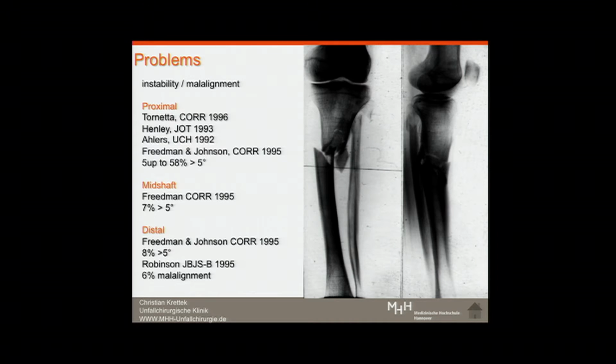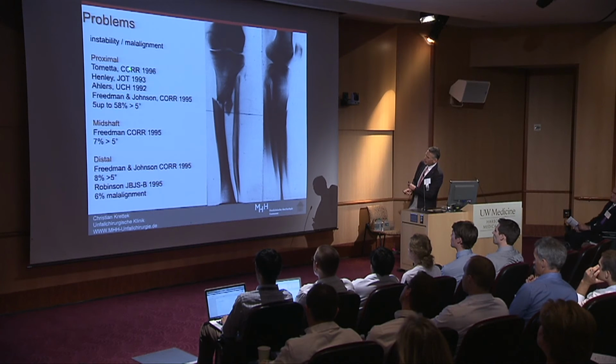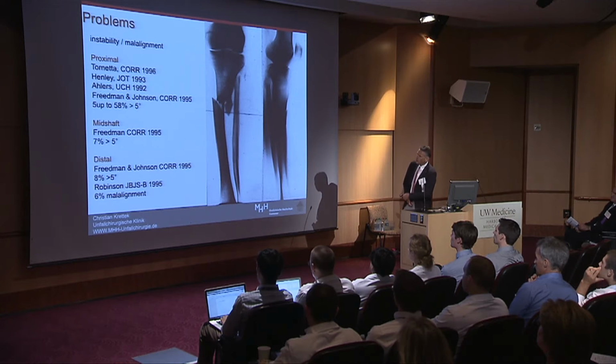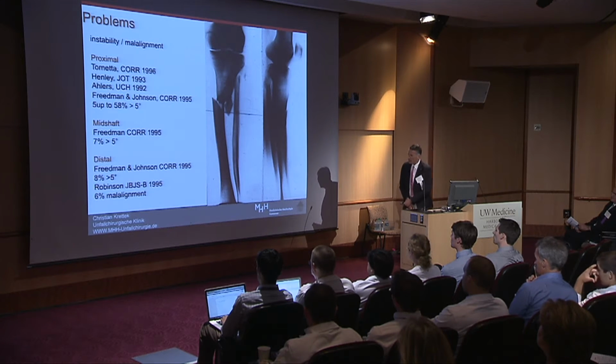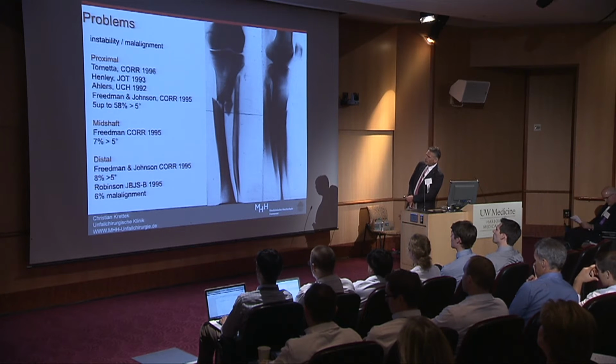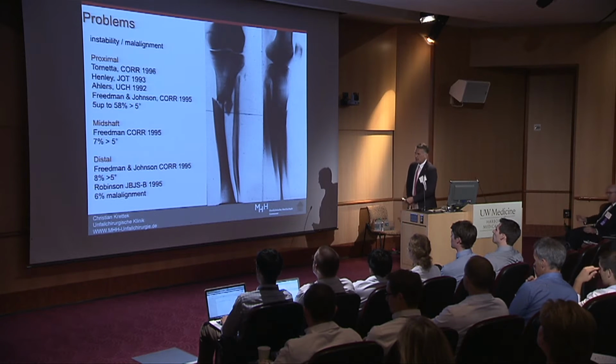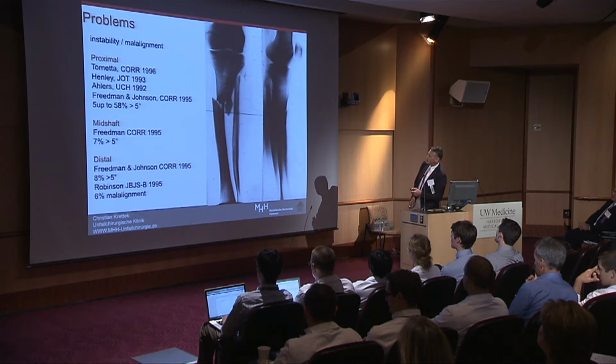What are the problems? Instability and malalignment is predominant in proximal tibia fracture, and this is shown by a variety of authors, and the problems are very much higher in the proximal tibia when compared to the midshaft and distal tibia fracture, because we have a very special anatomical and mechanical situation in the proximal tibia. Let's have a look at this example.